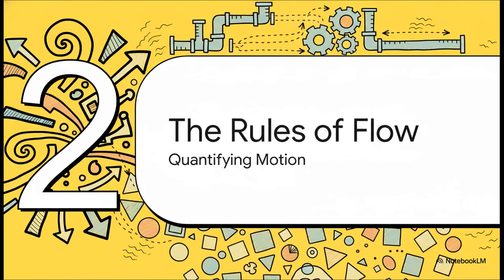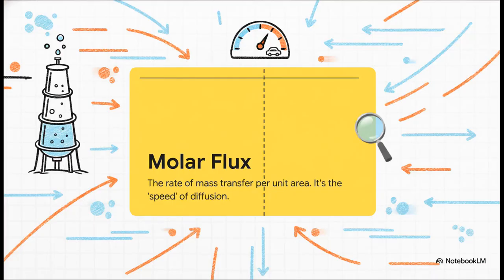Okay, so we've got the basic idea that molecules like to spread out. But how do we go from a general idea to a precise mathematical rule that lets us predict and control this invisible movement? Well, to do that, engineers needed a way to measure it. And that's where a concept called molar flux comes in. Honestly, the best way to think about it is like a traffic report for molecules. It tells you exactly how many are crossing a certain line over a certain amount of time. It's basically the speed of diffusion.